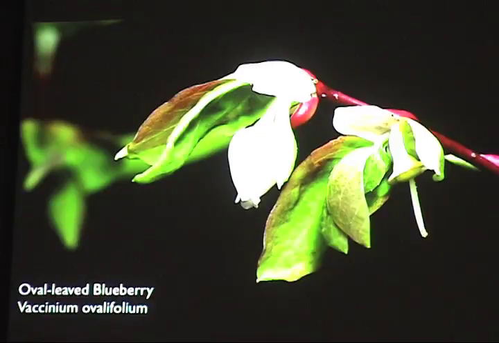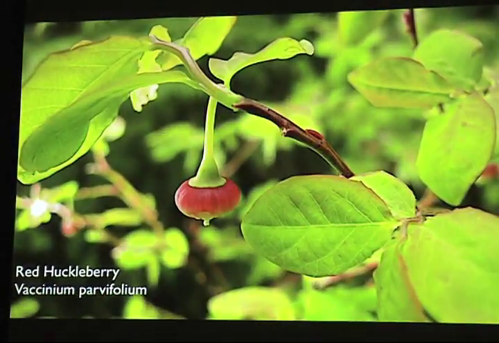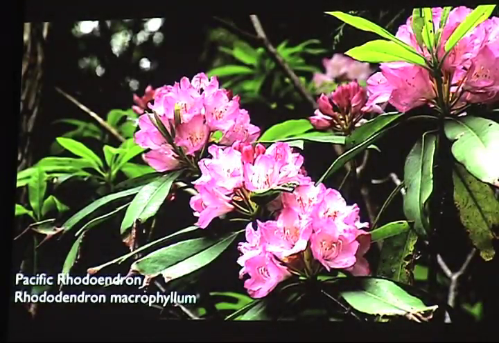Heather, heath, blueberry shots here, the oval-leaved blueberry. Just a lovely, lovely flower, urn-shaped flower. Here's your red huckleberry flower. Not quite as lovely, but very interesting and neat. And then, of course, the rhododendron. All these closely related heathers and heaths actually make use of a very special kind of mycorrhizal fungi. Some support the trees, some support grasses, and some support these heathers and heaths.